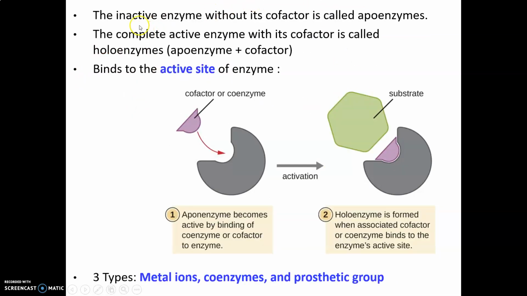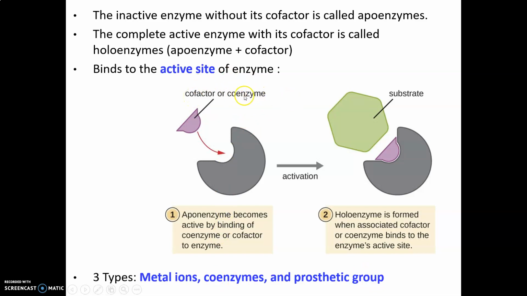Okay, the inactive enzymes without its cofactor kita panggil apoenzyme. Apoenzymes tu dia tidak aktif. But then bila ada this cofactor dia become aktif yang kita panggil holoenzymes. And awak tengok cofactor tadi dia memang bind dekat active site of the enzymes. Alright. And then ada tiga jenis iaitu metal ions, coenzymes dan juga prosthetic group yang merupakan cofactors. So coenzyme ni adalah salah satu daripada cofactors.